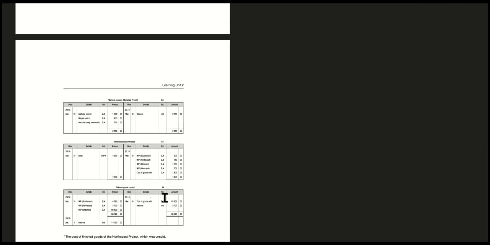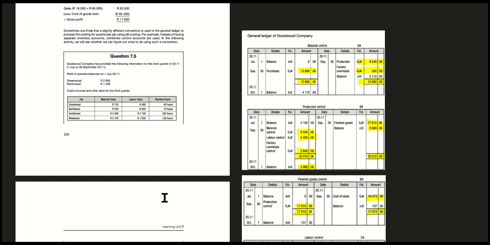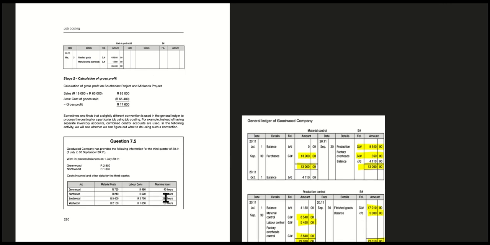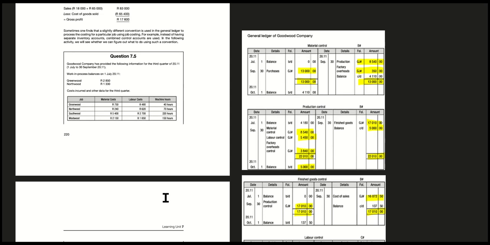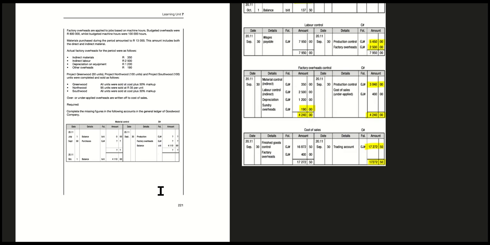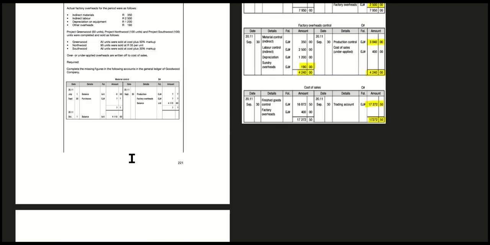So from here on, you just going to have examples. For example, this particular question, 7.5. If you look at 7.5, they give you the knowns and the unknowns, right? There are numbers that are given to you. Perhaps you will encounter this in your exam where they give you ledgers. Some are given. For example, here we can see the balance is given, but we don't see the others, for material control.